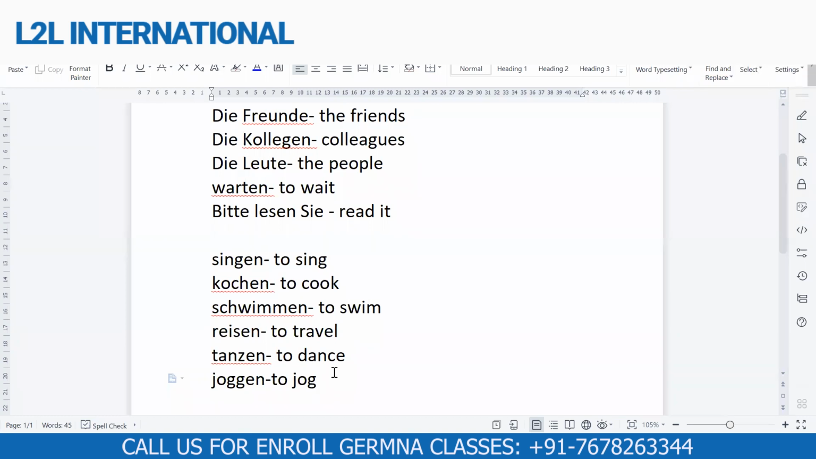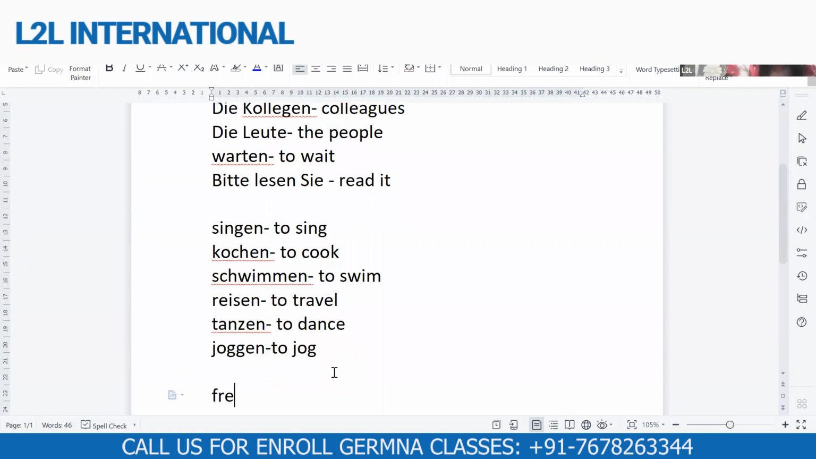Can you repeat the word for foreign? Fremd. Foreign language is Fremdsprache. Whenever you see the word for foreign language, you can find Fremdsprache. So Fremdsprache means foreign language, and only the word Fremd means foreign. So tanzen, to dance, and joggen, to jog.